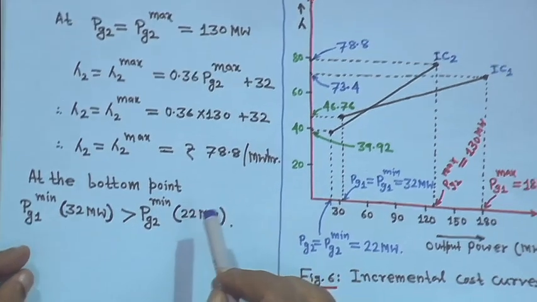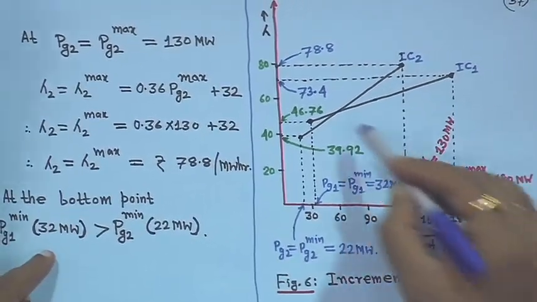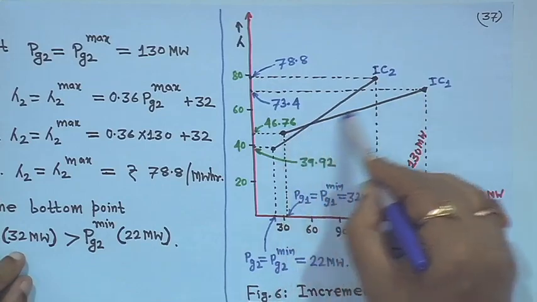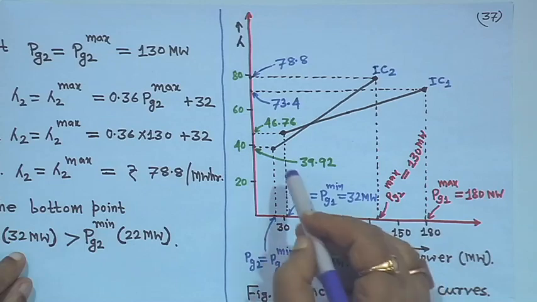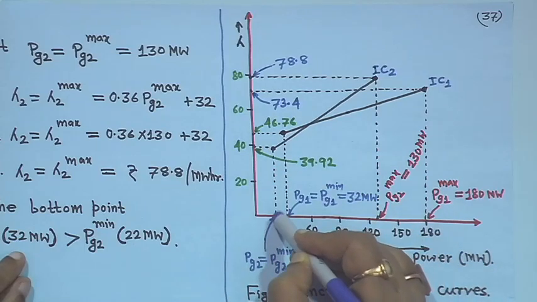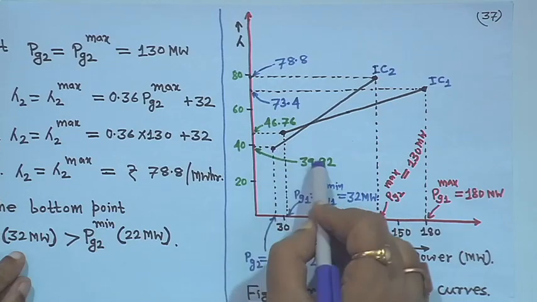So at the bottom point, that means now we have drawn the IC1 and IC2 curves. This is for IC1 and this is for IC2. So for IC2, this is Pg2 min, that is 22 megawatt at this point. I have written 22 megawatt here, and here it is 39.92, almost 40.